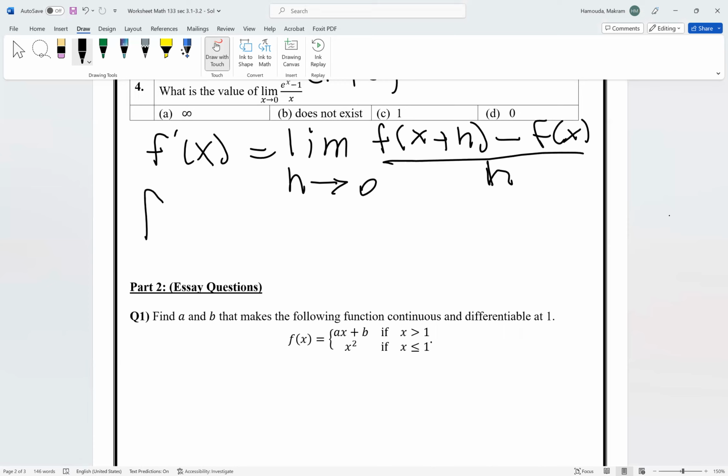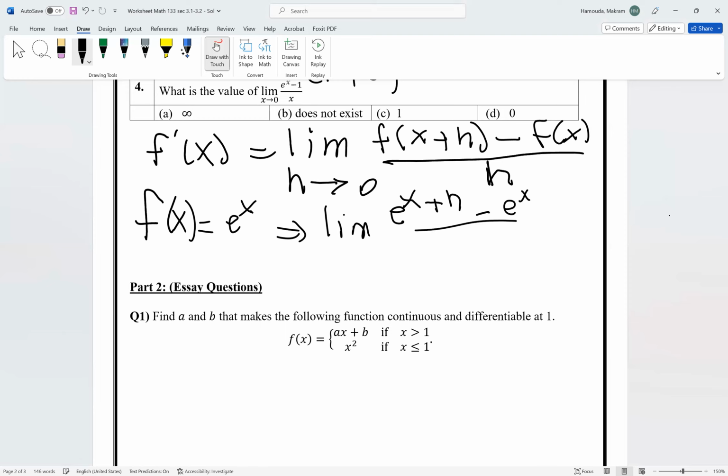Imagine you have f of x is e^x. So my result here will be limit of e^(x plus h) minus e^x over h. This will give, in fact, the derivative of e^x for all x.